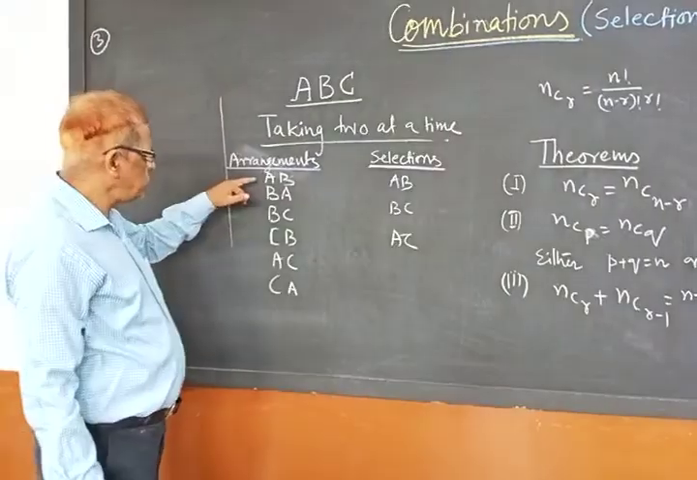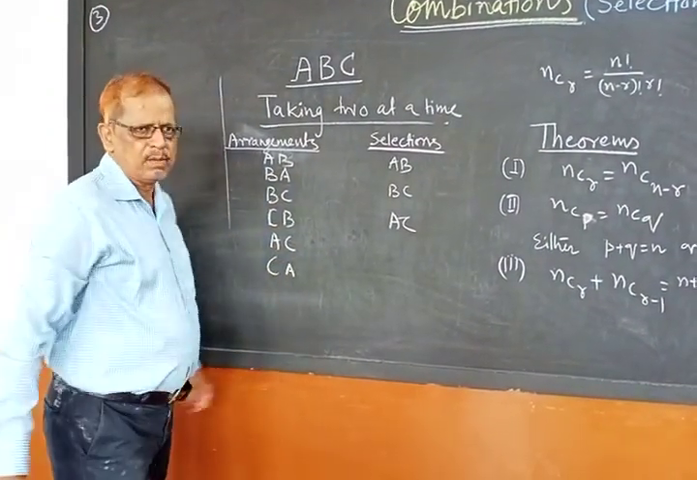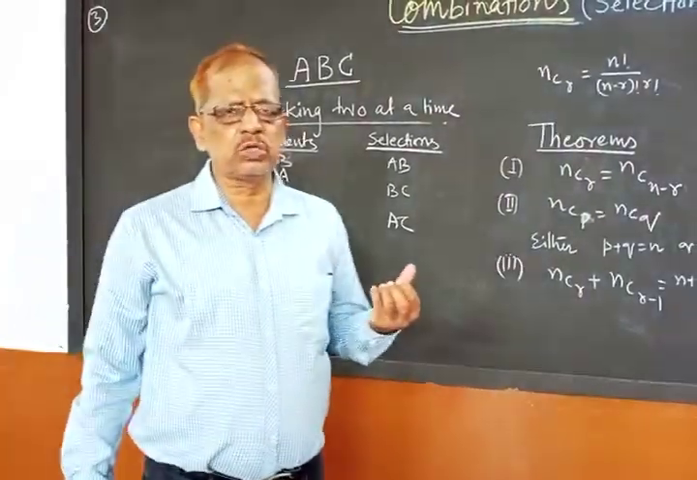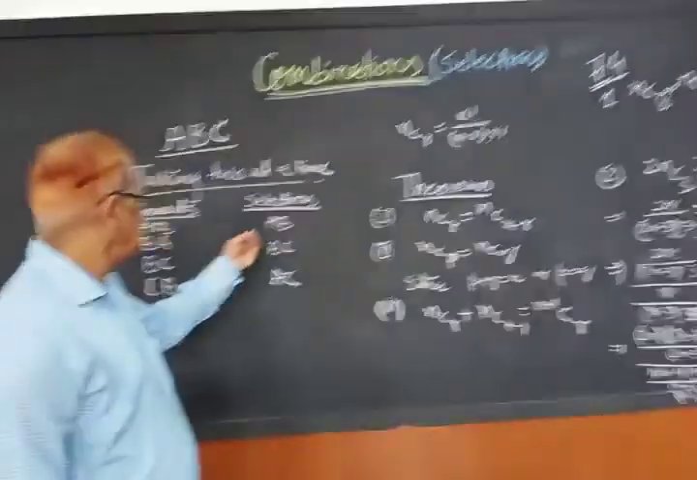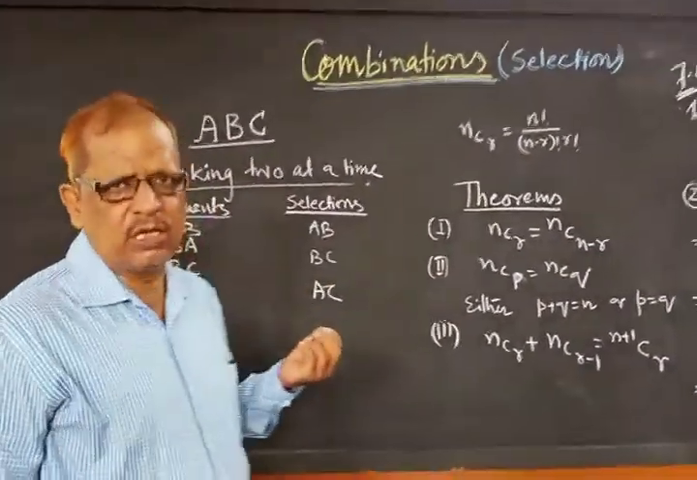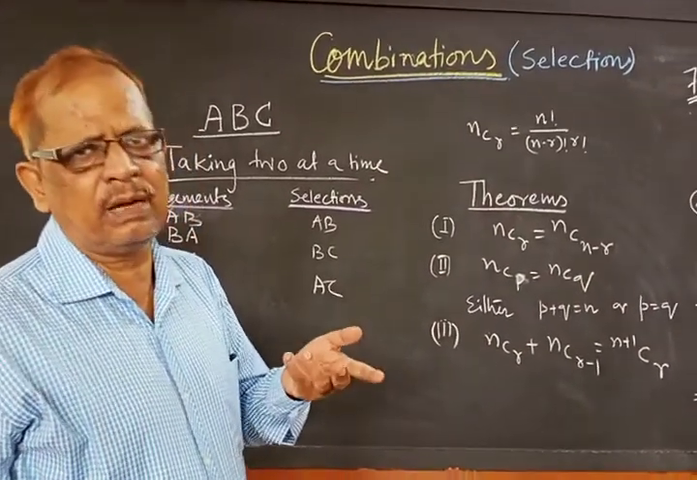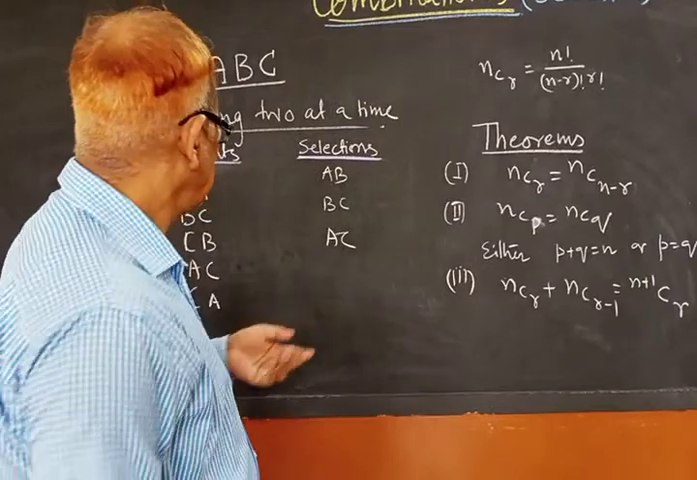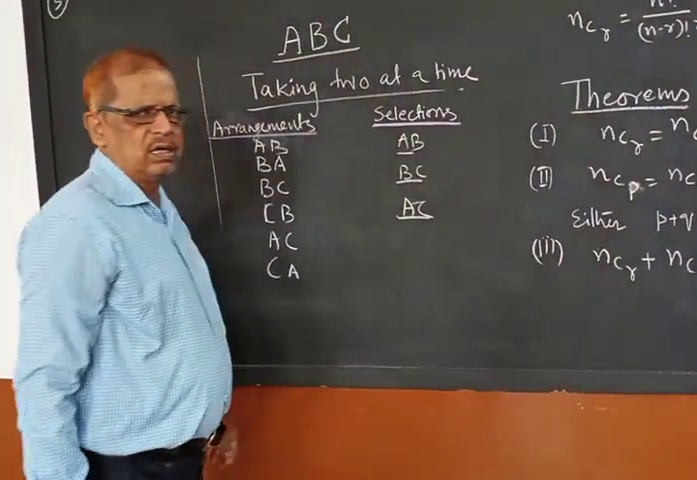When we arrange, it will be AB, BA, BC, CB, AC, CA. But in case of selection, AB or BA is the same thing. We are selecting A and B. You may select A and B or B and A. So in that case it will be AB, BC and CA.